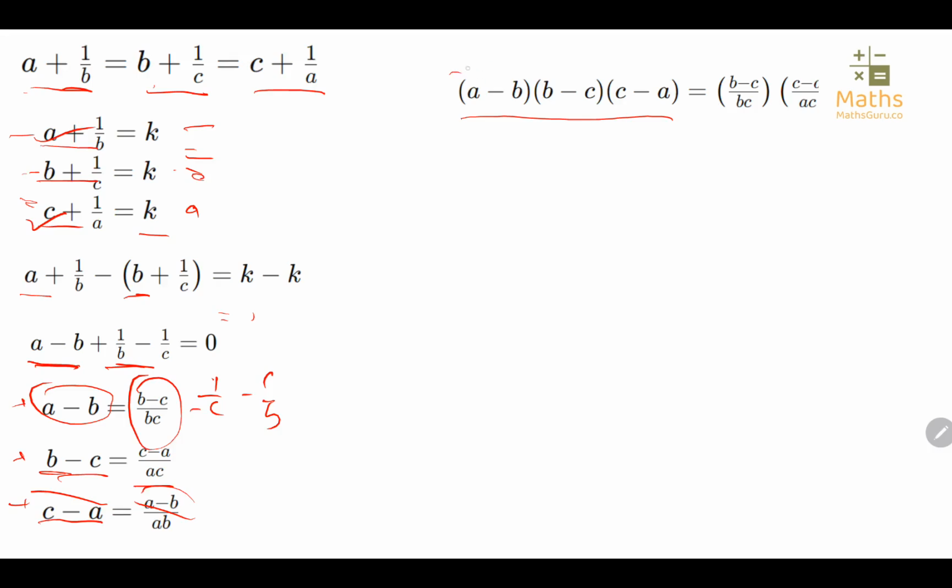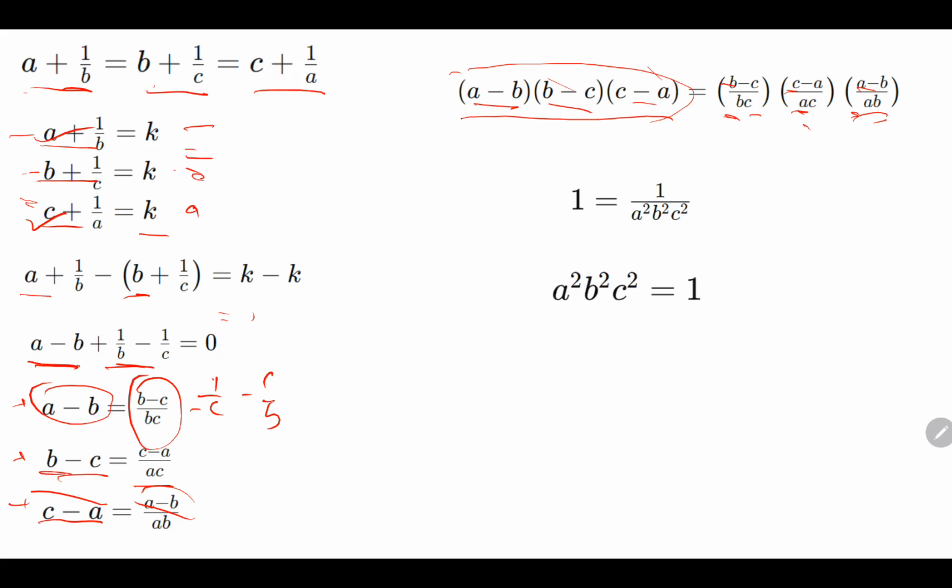Now you can see that these three things are common on the left hand side and on the right hand side. We have a minus b, b minus c, and c minus a on both sides. So these would get cancelled out, and what remains is 1 equals 1 over a square, from this we get a square, from here b square, and this is c square.